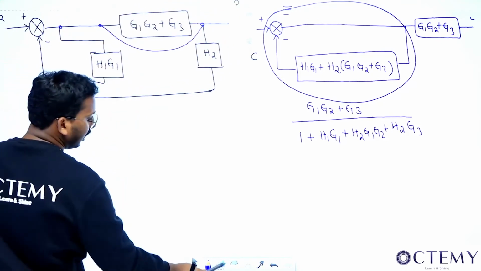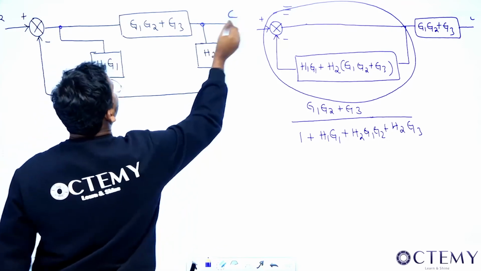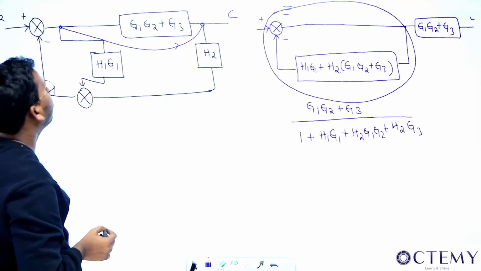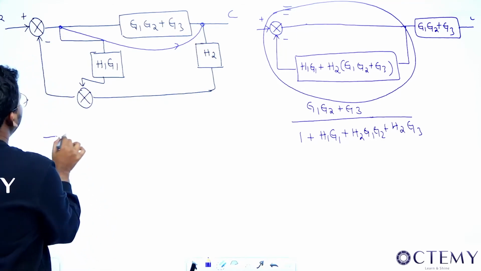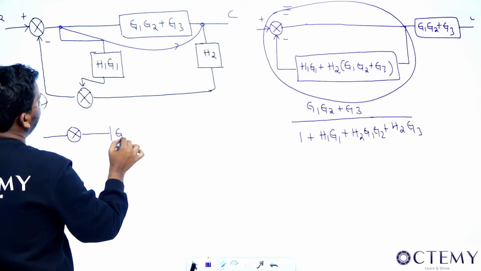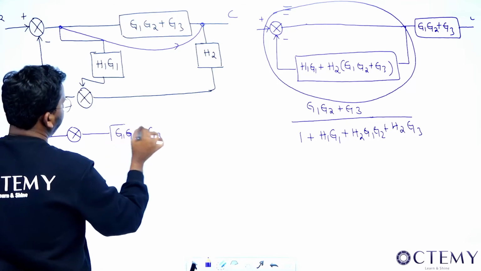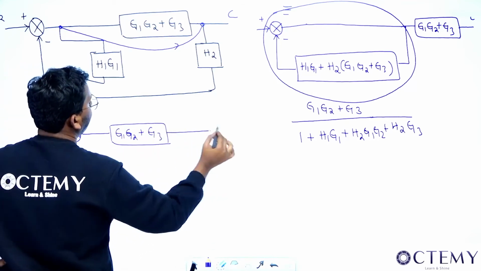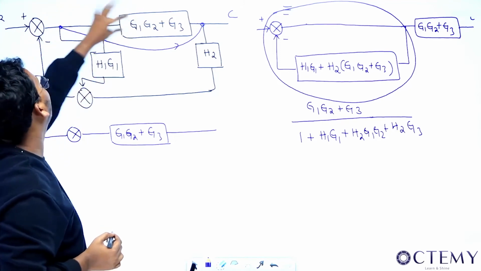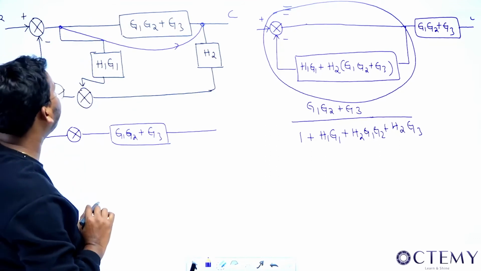So see sir, let me do the small change of shifting this from here to here, right? I can do that also. This will become like this, and this will stay the same, G1 G2 plus G3. And here what will happen, sir? Whatever this block is, it is going from before to after. When it is going from before to after, division will happen, sir.